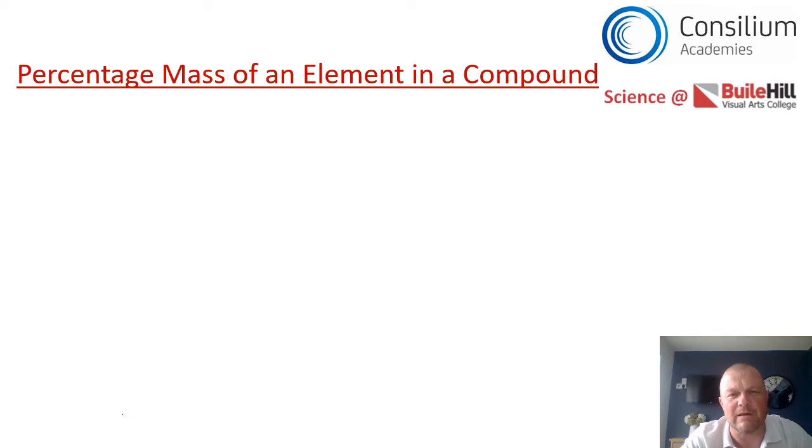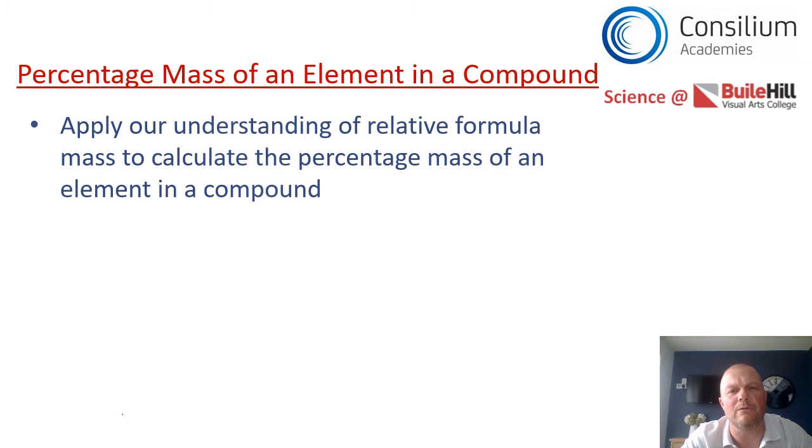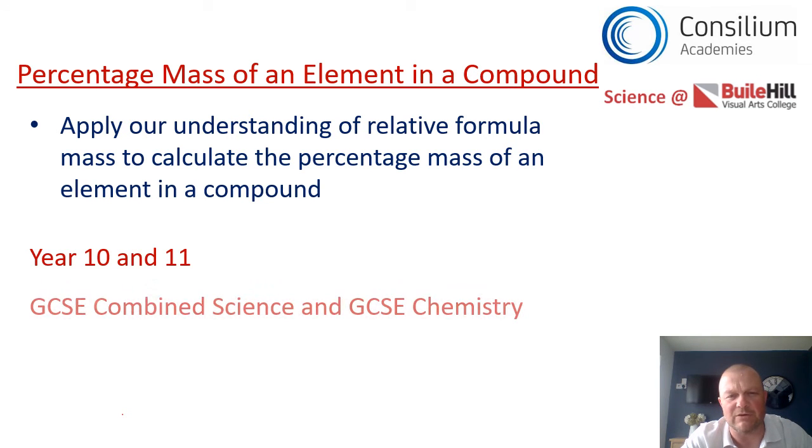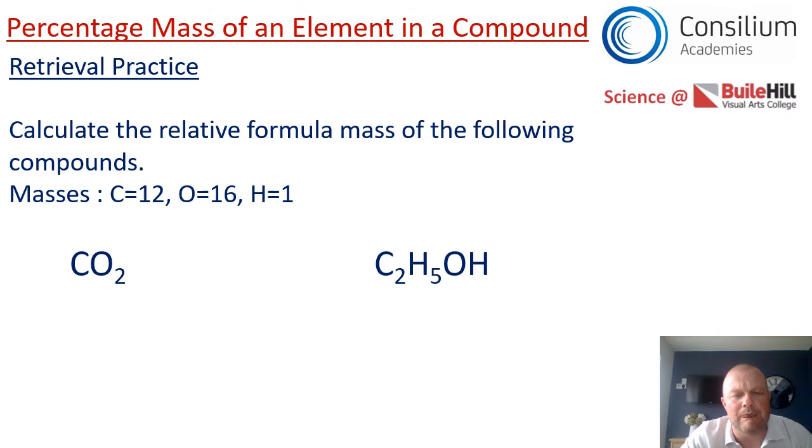This is our second Key Stage 4 science lesson, and today we're going to be calculating the percentage mass of an element in a compound. Now, we can only really do this if you've completed lesson 1. So if you haven't done that, you need to go back and complete lesson 1, which is on relative formula mass. This lesson is relevant to all pupils in year 10 and 11, and anybody studying GCSE Combined Science and GCSE Chemistry. You're going to need some paper and a pen and a calculator to complete today's lesson.